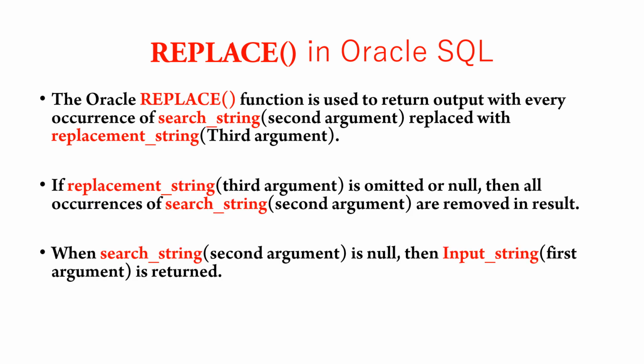Next, two important things that you need to remember when you use the REPLACE function. If the replacement string, or the third argument, is omitted, which is nothing but if you are not giving it in the query, or if you are passing null in the third argument, then all the occurrences of the search string, which is the second argument, are removed in the result set. We will see some examples so that you will get a clear idea. And the third important point is when the search string, which means the second argument, is null, then the complete input string will be returned in the output.